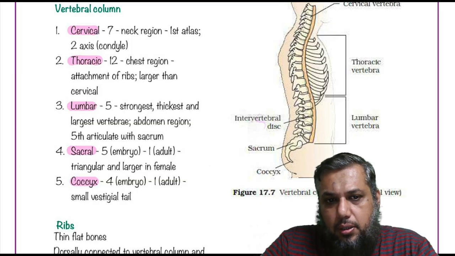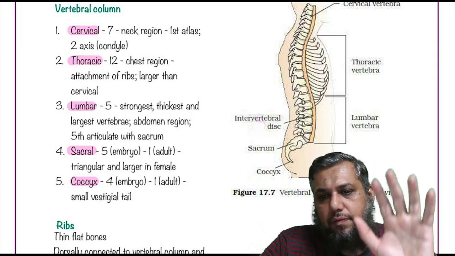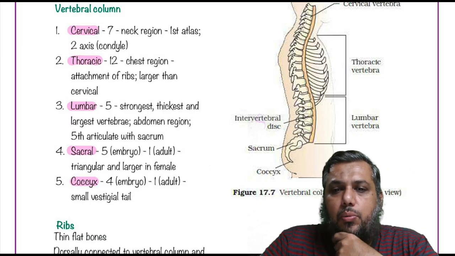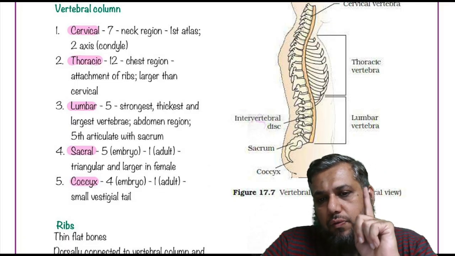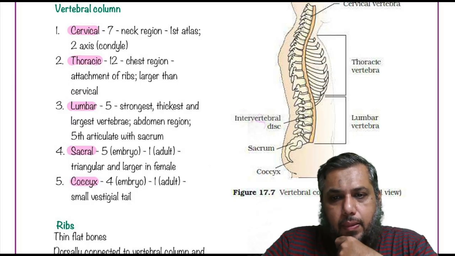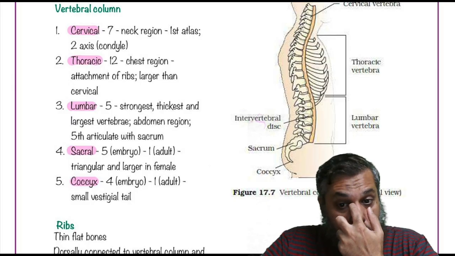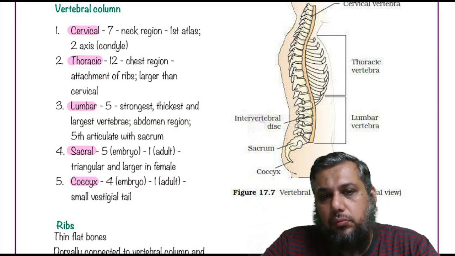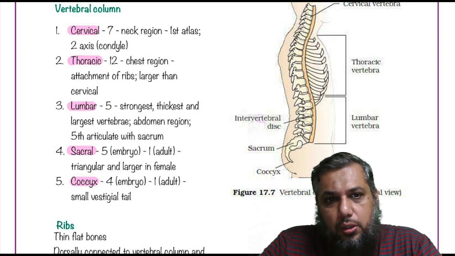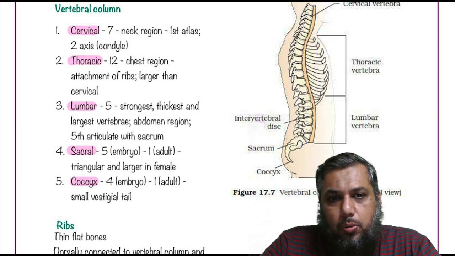But in an adult, the five sacral vertebrae fuse to form one sacrum, and the 4 coccygeal fuse to form one coccyx, making the total number of bones reduced to 26. Among all these vertebrae, the lumbar vertebra is called a typical vertebra.